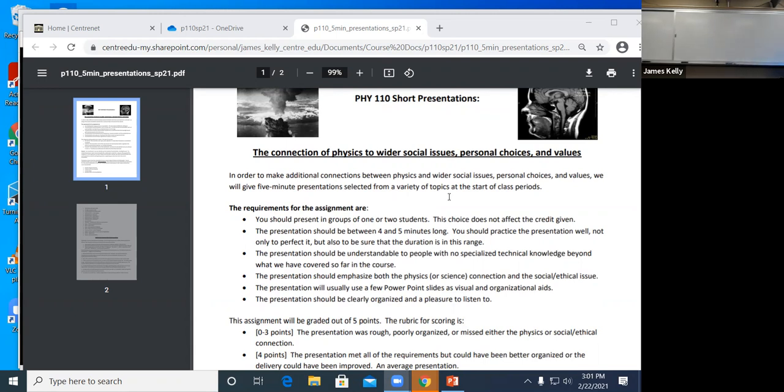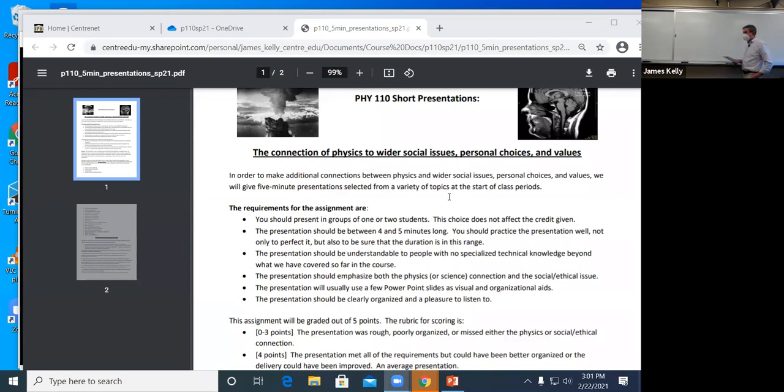And physics, although science in general is certainly acceptable. A lot of times people want to talk about something that we haven't gotten to or won't get to in this class, like ultrasound imaging, if they're interested in medicine. And that's totally fine. You just have to make sure that you keep it at a level that someone could understand without knowing anything about that. Okay.